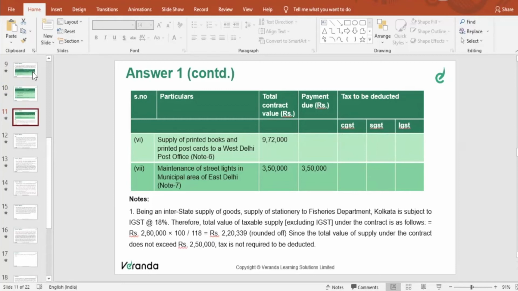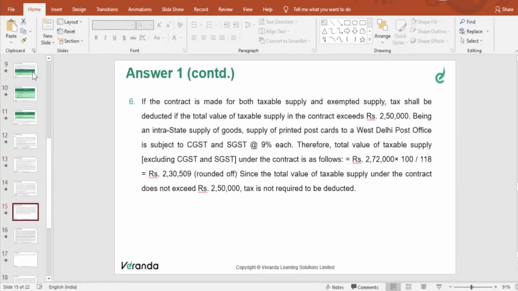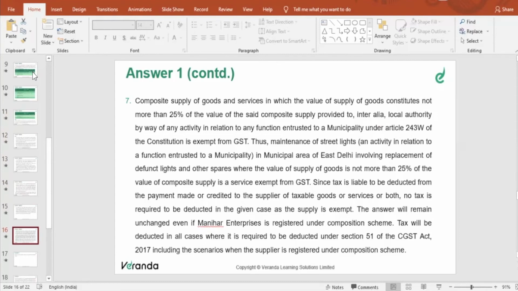If two types of services under a contract are given, even in that case, you are supposed to calculate on the total taxable supply, not on the entire amount. You have to ensure that it is below 2,50,000 or more than 2,50,000. And lastly, it is given that even if Manihar Enterprises was under the composition scheme, the answer will remain unchanged. It was rightly put by you people. Tax will be deducted in all cases where it is required to be deducted under section 51, including when the supplier is registered under the composition scheme.